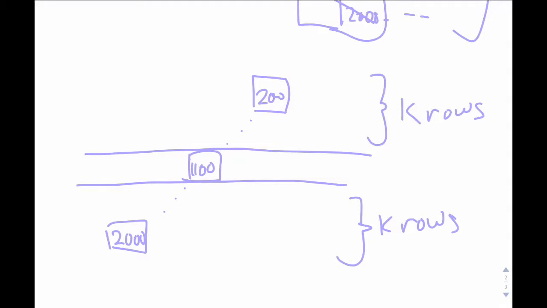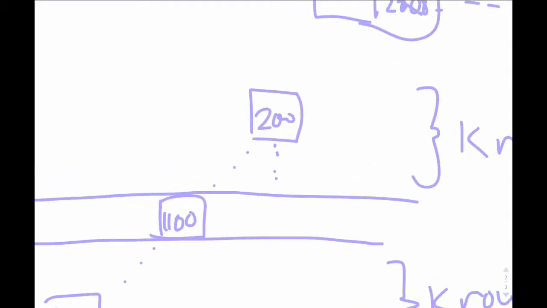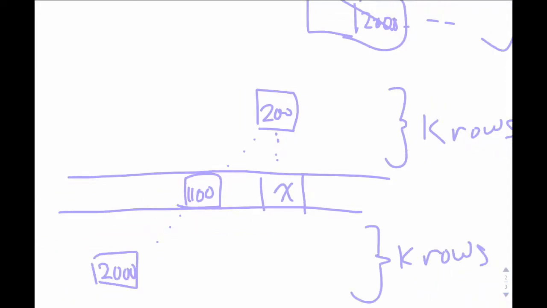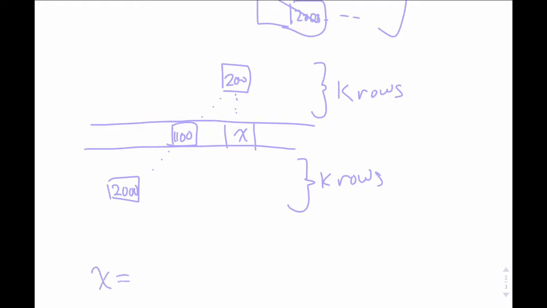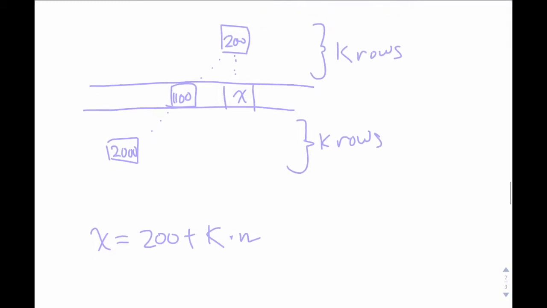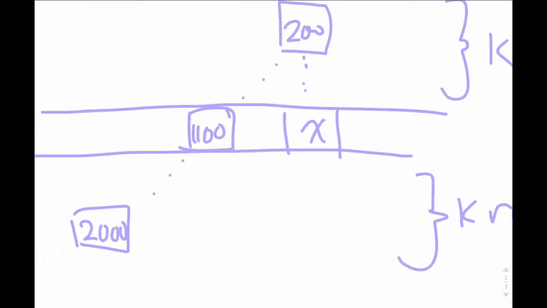Then we know that this box right here must be, let's call it x, and we know that x is equal to 200 plus k times n, because we know that there are n columns, and in between 200 and x there are k rows. So if we want the slope of this line to be less than 1, all we have to do is say x minus k, which is this box here.